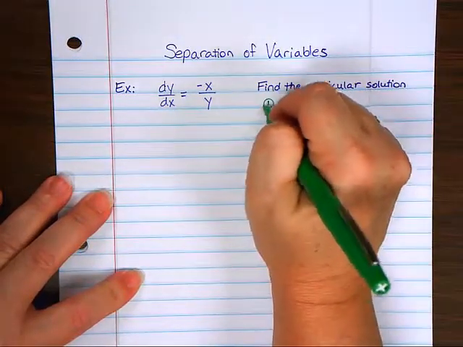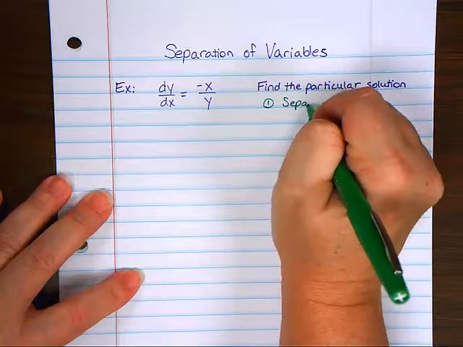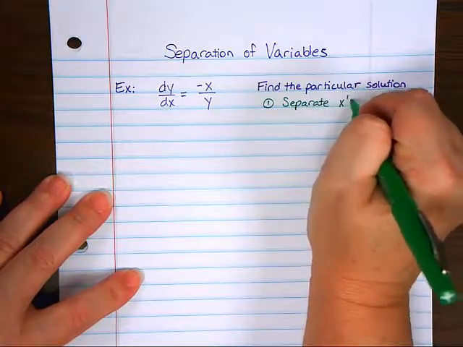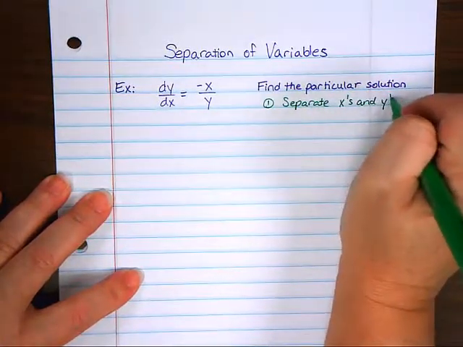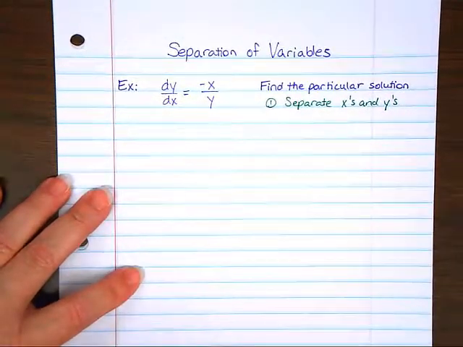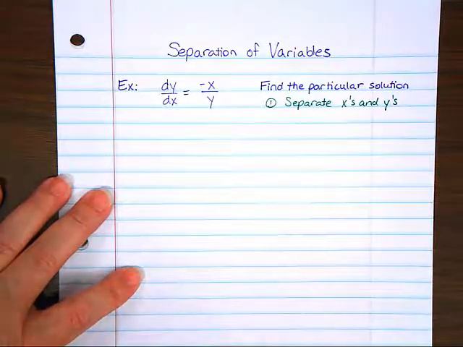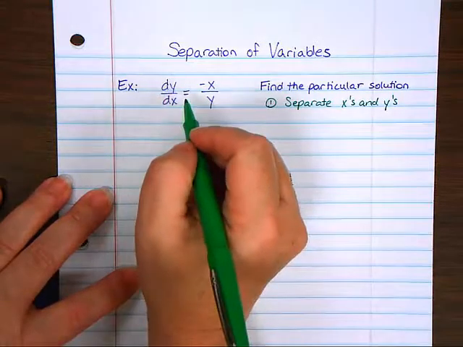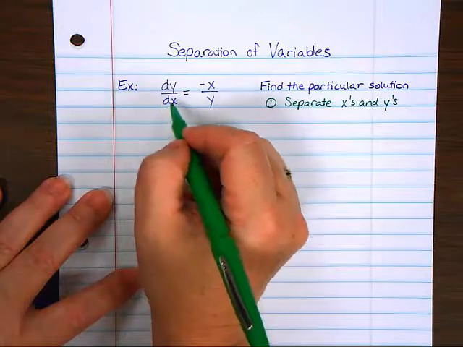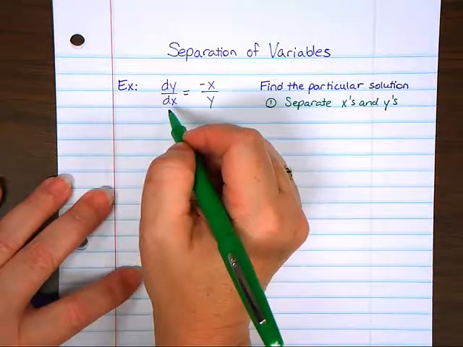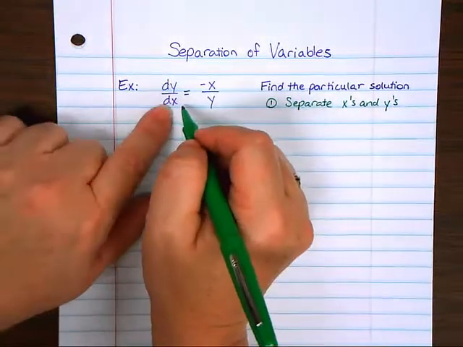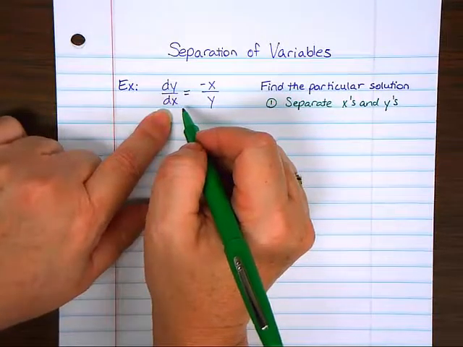Step 1, you are going to separate, as it says, x's and y's. Separate the x's and the y's. Now, that means that when you are done separating them, everything that has an x will be on one side and everything that has a y in it will be on the other side. And it has to be that way. Now, for what we're going to be doing, you cannot have either a dy or a dx in the denominator. So since the dx is currently in the denominator, it has to move.